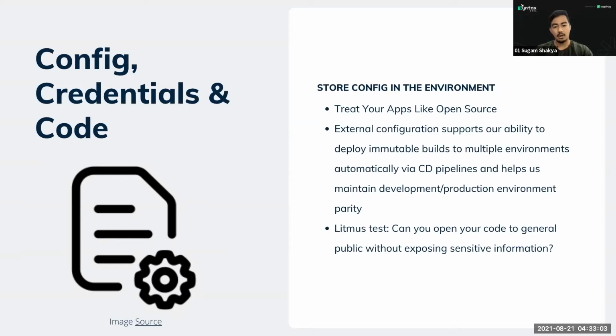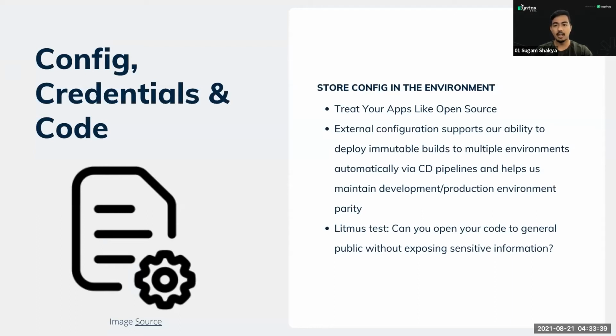Externalizing all the config and credentials also helps to make our build pure. That means if we have to deploy the same build into a different environment, we need not go back to the code, change some URLs, and then generate another build artifact and deploy to that environment. It also helps us scale our app in the cloud environment, and helps us maintain dev-prod environment parity.